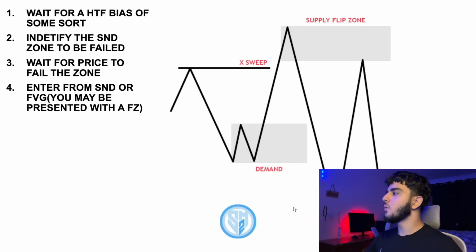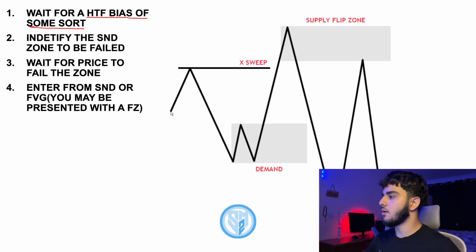Alright everyone, now that we understand the reasoning behind this confirmation, let's actually go through the steps to use this confirmation in your real life trades. So the first thing you need to understand is you need a higher time frame bias of some sort. That can be a higher time frame liquidity sweep, a higher time frame supply demand zone, whatever it is.